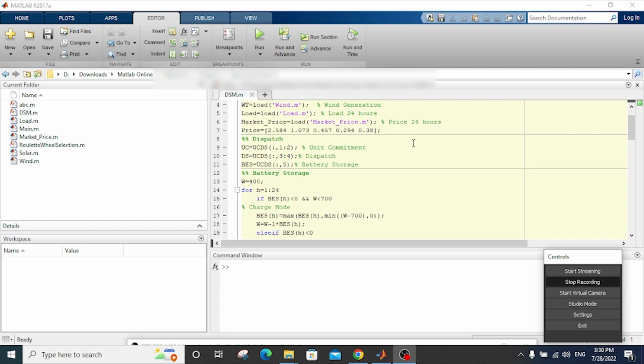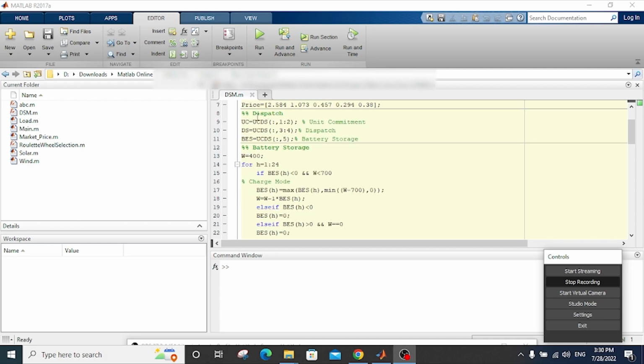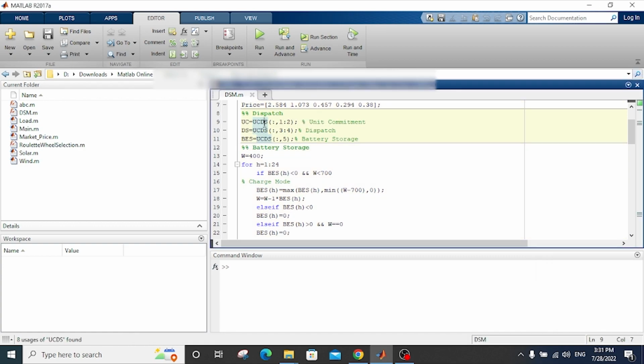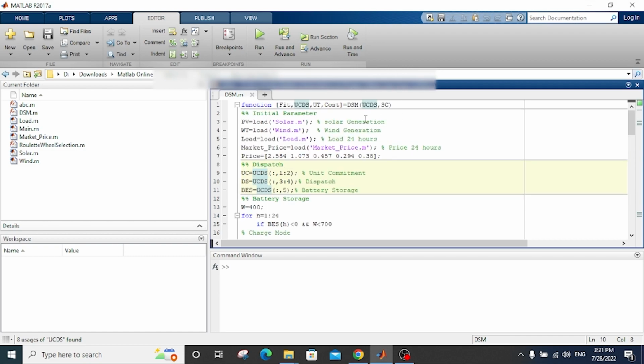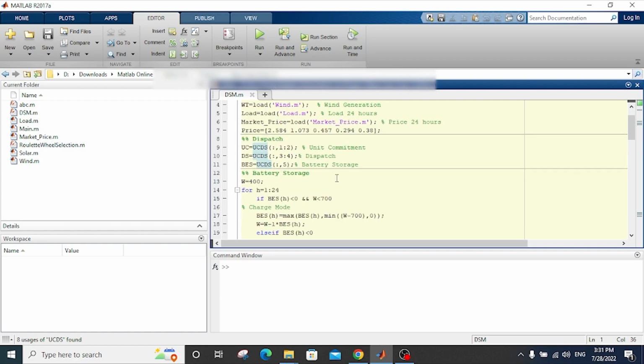Here we define that, and after that we also start the program of dispatch and unit commitment. As you see here, from the optimization variables we decide the unit commitment, and the dispatch also from the optimization parameters, and then the battery storage. After reading the value of megawatt or the status of generation from the optimization variables that are input from the optimization function, we apply some limits and constraints on the dispatch, unit commitment and batteries.